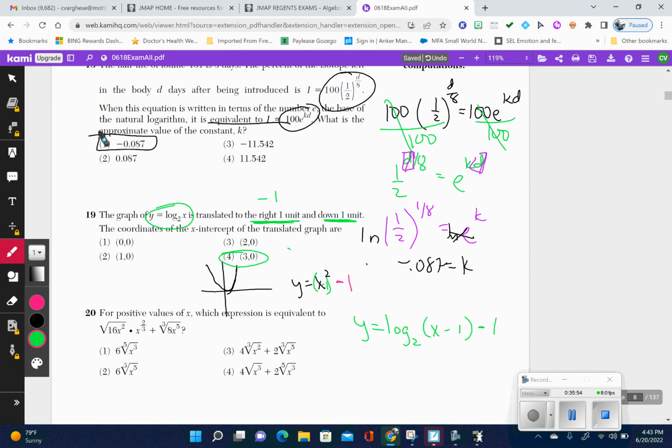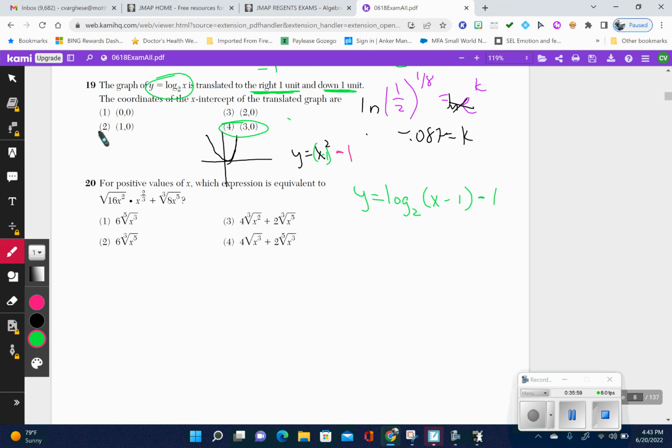Question number 20. Equivalent to, again, this could be a straight calculator question. Take a number stored in for x, plug it into the calculator, hit enter, and see which one matches, and it's going to be answer choice number 2. If you need me to go through this by hand, the square root of 16 is going to be 4. Square root and the x squared are going to cancel each other out, so it's going to be 4x. And then I have plus x to the 2/3 plus, and then I can break this up into the cube root of 8 and the cube root of x to the 5th.